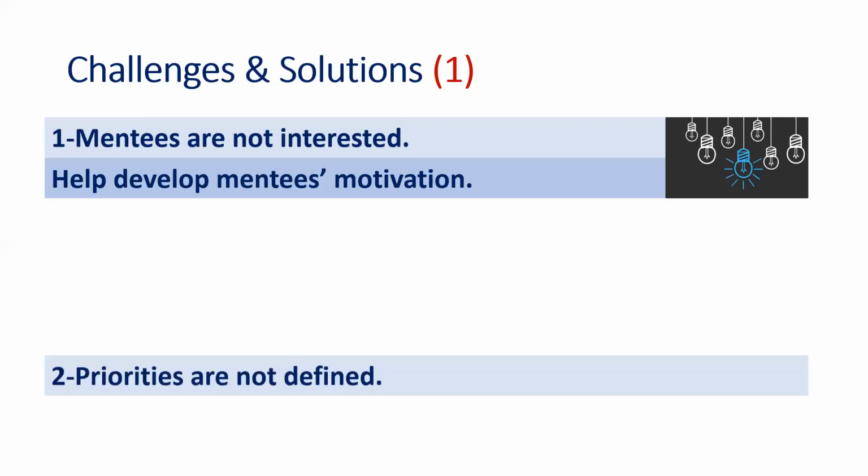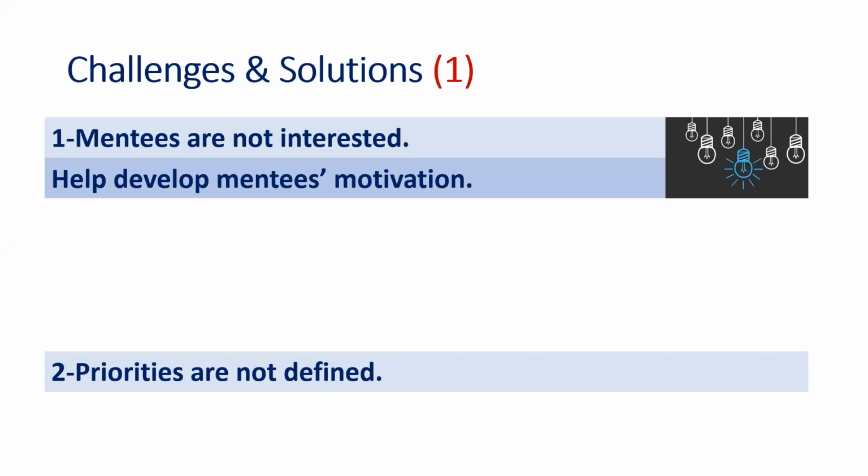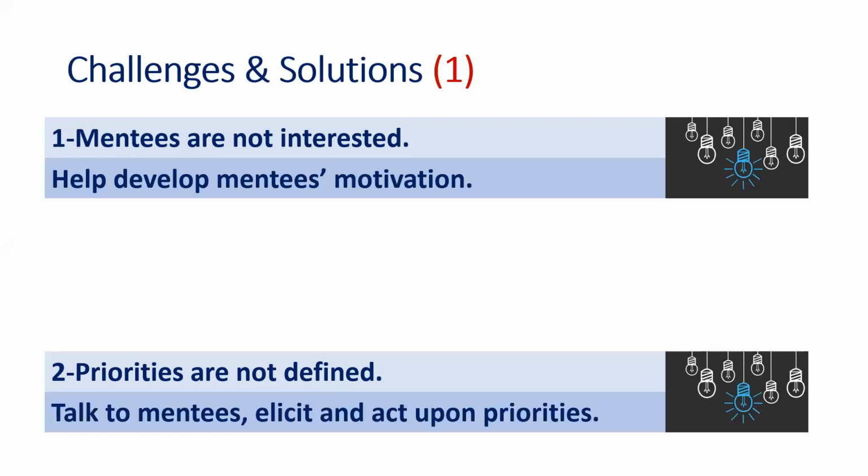The second challenge is that priorities are not defined. Some interested mentees have lots and lots of things they would like to develop through the process of mentoring, but they don't know which to start with and which to keep for later. In this case, we need to talk to mentees, as you said in the chat box. We need to talk to them, to build a relationship, to develop trust. When we get their trust, then we could elicit and act upon the priorities.